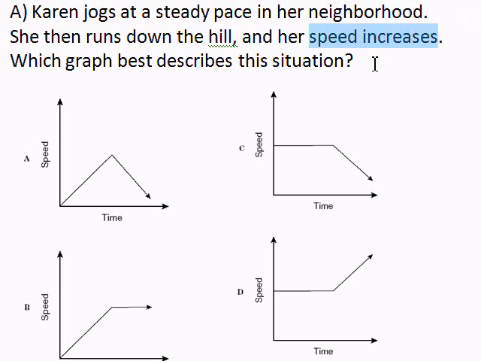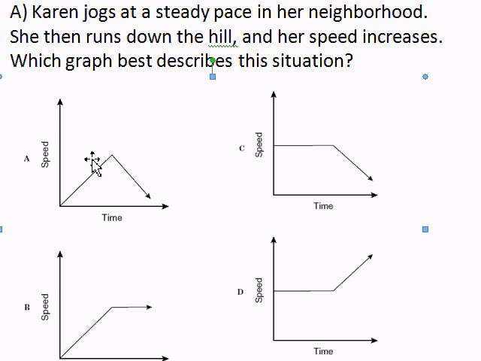Now, I don't care about the hill. Doesn't matter, because the only thing our graph's going to tell us is speed and time. So as time goes on, which one shows, again, a steady pace and then an increase in speed?